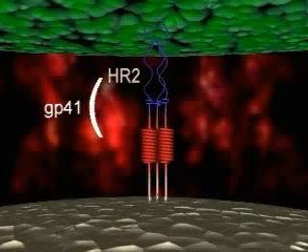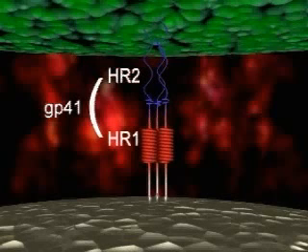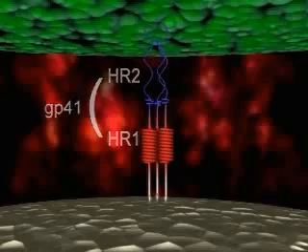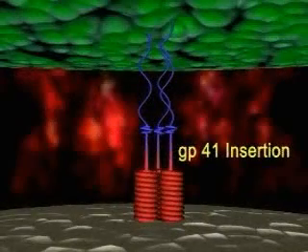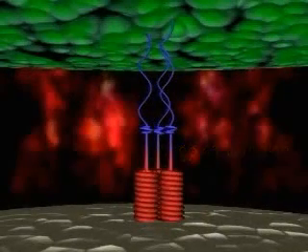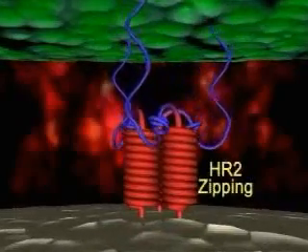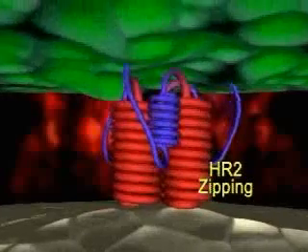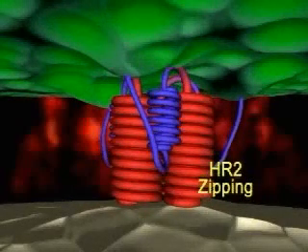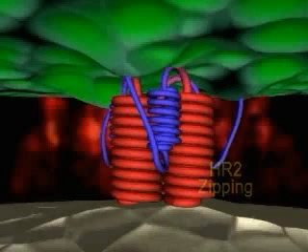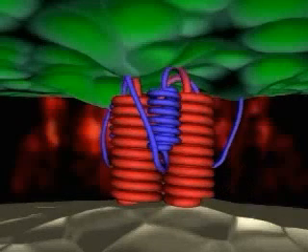GP41 contains two heptad repeat domains, HR2 and HR1. Current models suggest that as GP41 is released from GP120, the hydrophobic terminus of GP41 embeds itself in the cell membrane. Subsequently, the loosely structured HR2 domain begins to coil into the grooves exposed on the trimeric HR1 domain of GP41. This process has been termed HR2 zipping and acts to pull the viral and cell membranes into close proximity.